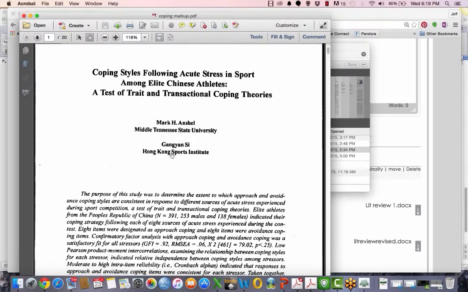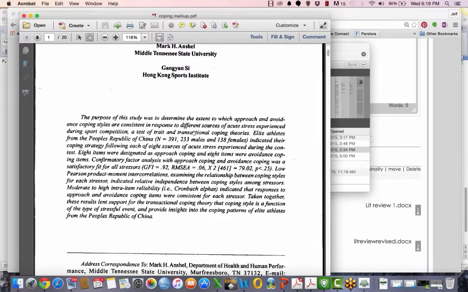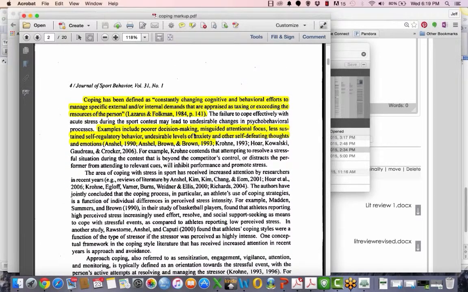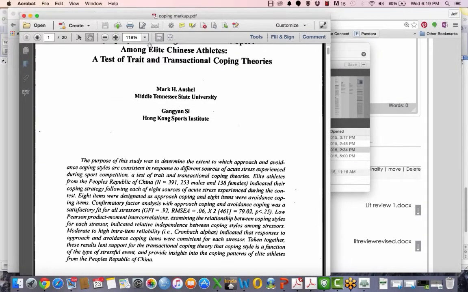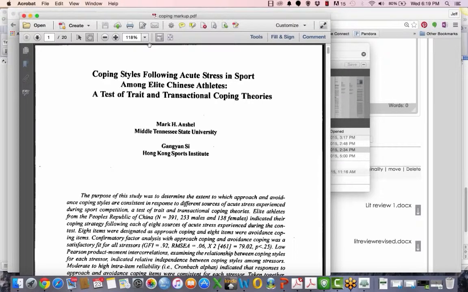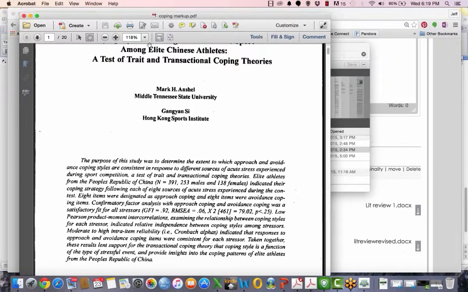So this is the example of the article that I use as the example. Your first paragraph, one single sentence that gives the actual introductory sentence. Okay, so in a good introductory sentence, Anshel and C in 2000 performed. That's an action verb. Performed a study on acute stress in elite Chinese athletes and coping theories and transactional coping theories. So you're taking what's already there and you're putting it into a sentence. That's the hook to get the reader in.